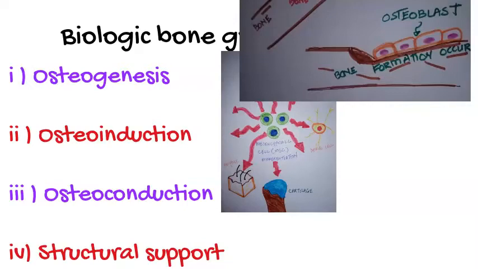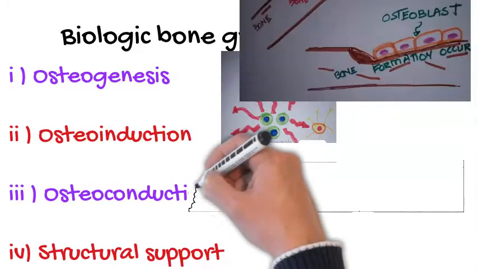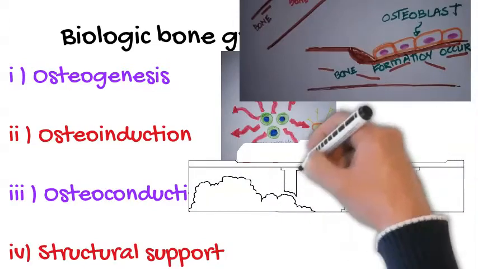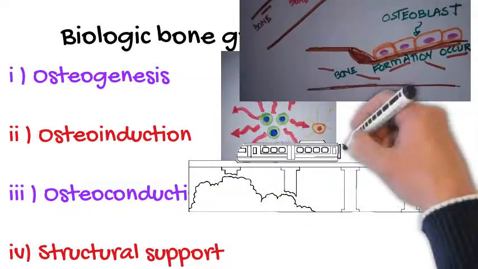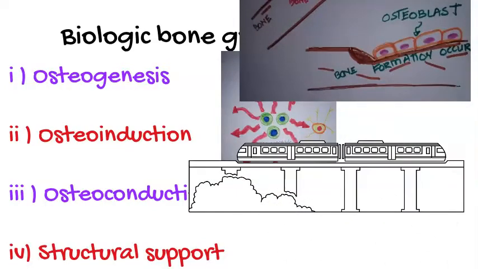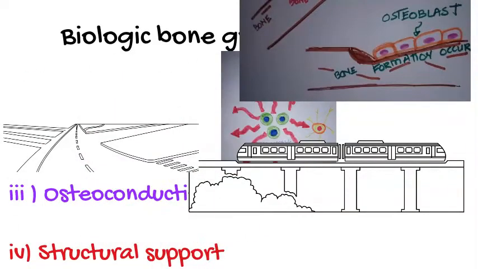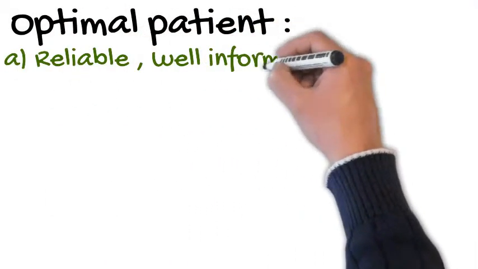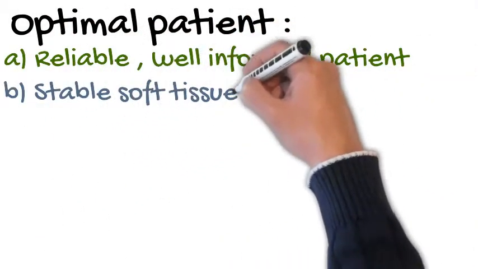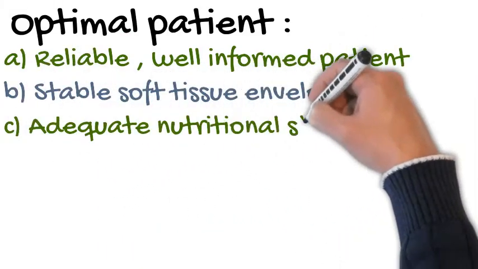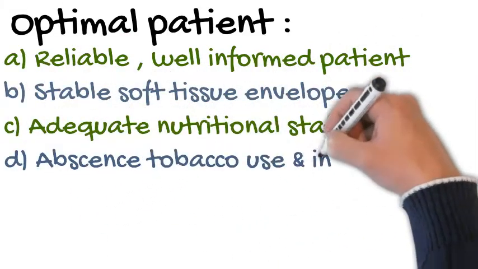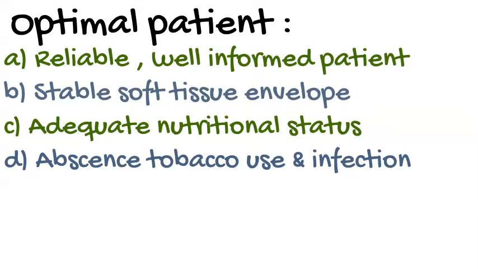3. Osteoconduction, provide scaffolding upon which new bone can form, or provides matrix for bone growth, or a framework we call it, for structural support. For management of segmental bone defects, optimal patient characteristics are a reliable and well-informed patient, stable soft tissue envelope, adequate nutritional status, and absence of tobacco use and infection.